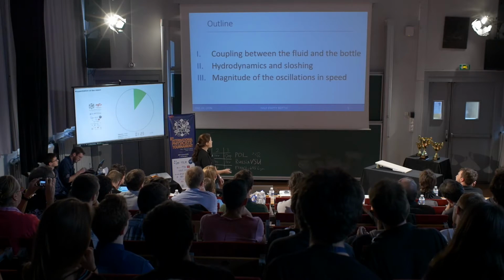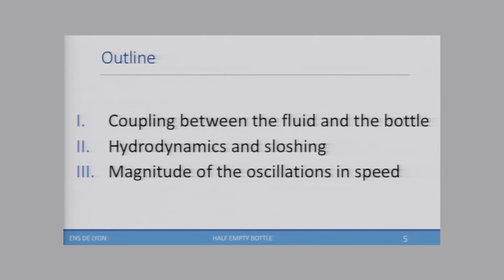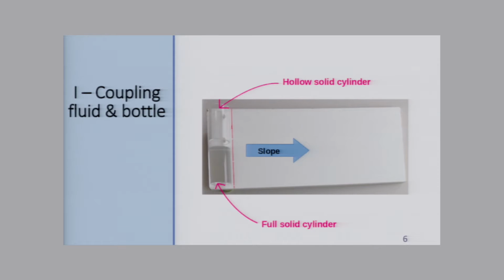So this is the outline of the presentation. I will try to give you a simple explanation of the physics of the problem. First I will begin with the coupling between the fluid and the bottle. Then I will speak about the hydrodynamics and the sloshing, and I will finish with the magnitude of the oscillations in speed.